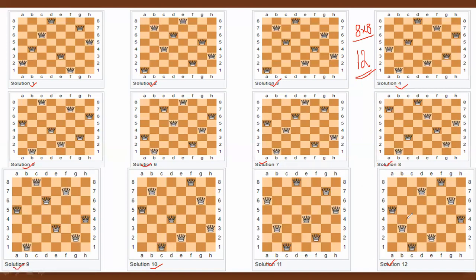And you can say that you may get 12 distinct solutions for the 8 by 8 chessboard and 2 solutions for the 4 by 4 chessboard. And in this way, you can solve 16 by 16 or 32 by 32 chessboards also.